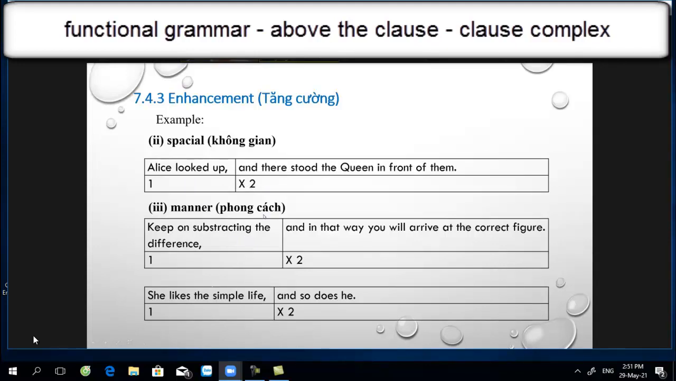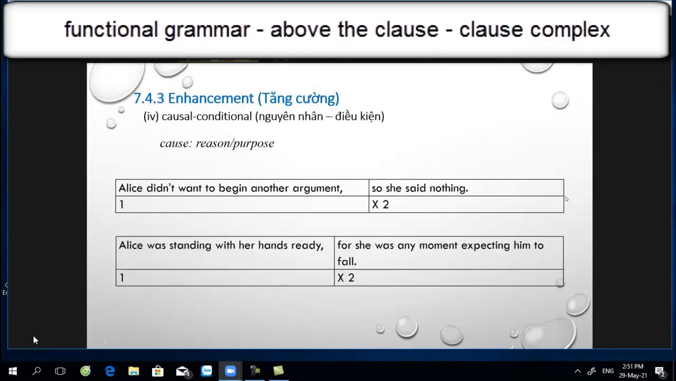"Keep on subtracting the difference, and in that way, you will arrive at the correct figure." Okay, and the last one? "She likes to survive, and so does he." Okay, thank you. And about the causal, conditional, nguyên nhân, điều kiện.